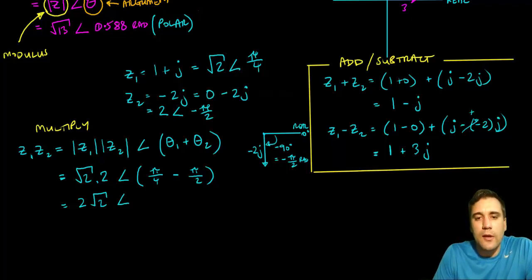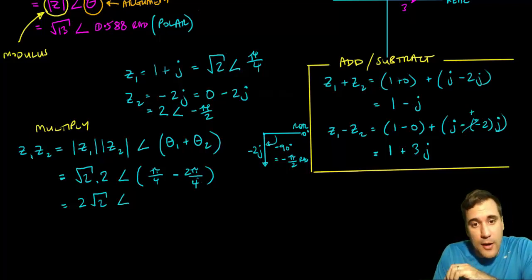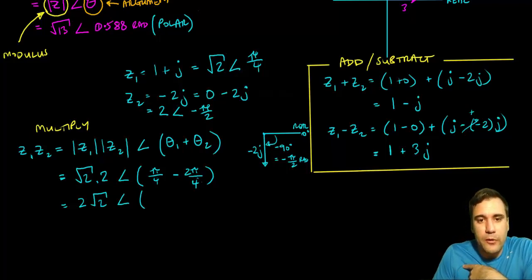So pi on 2 is the same thing as 2 pi on 4, so this is pi on 4 minus 2 pi on 4. I'll write that there just so it's nice and neat for you. And so hopefully you can see that it's just going to be negative pi on 4. So we've got one of this, and we're taking away two of it. If you think of pi on 4 as the something, we've got one of them, we're taking away two of them, we're going to have minus one of them. So it's going to be minus pi on 4.